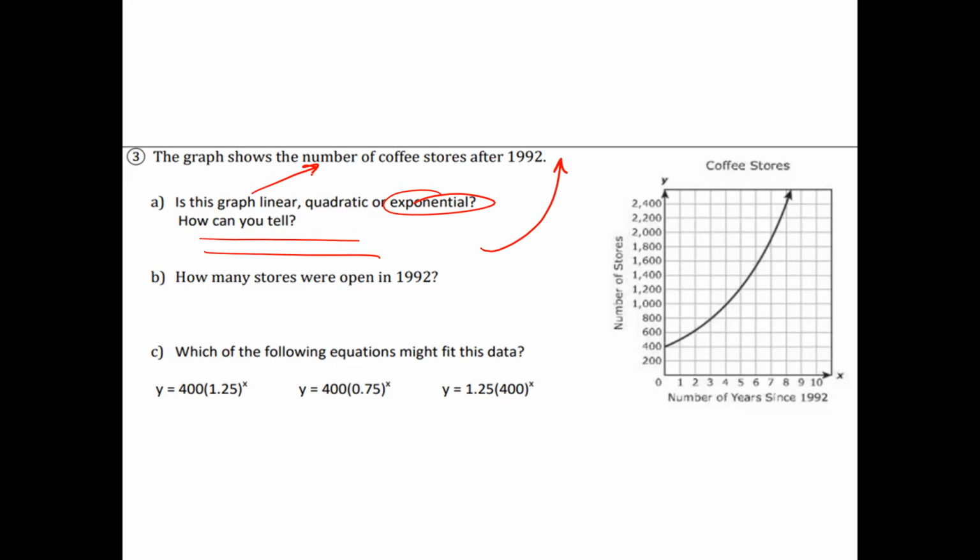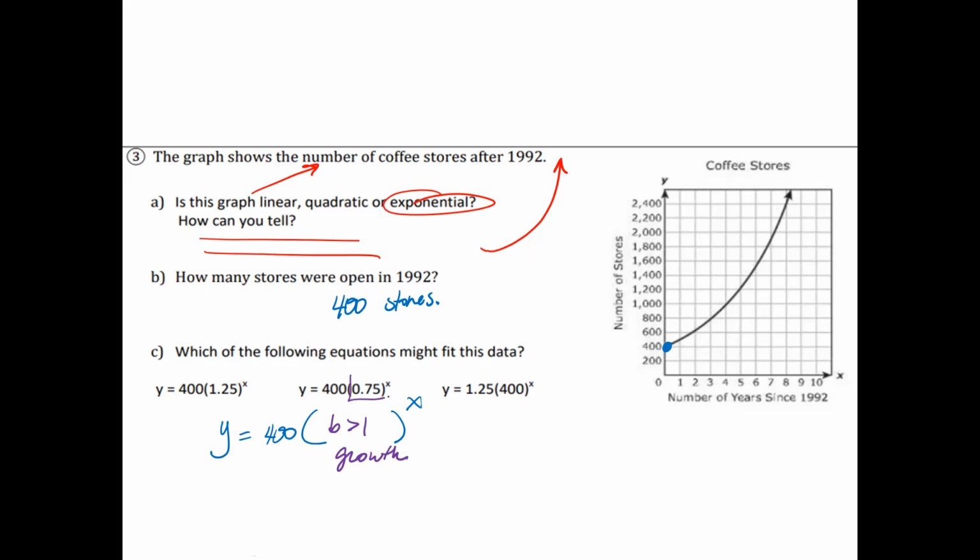How many stores were open in 1992? They're asking for the initial value. Your initial value in 1992 is going to be 400 stores. And then C, which of the following equations might fit this data? Well, here you have 3 different choices. Remember, your y is equal to 400. Inside is going to be your multiplier, and this number needs to be bigger than 1 because you know it is going to be a growth.